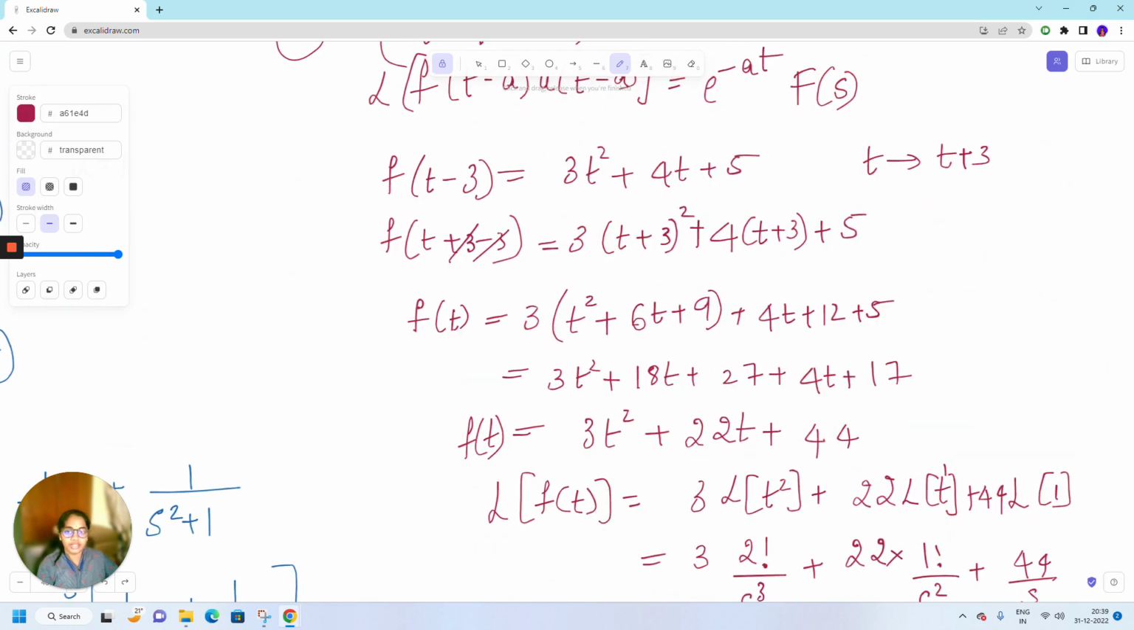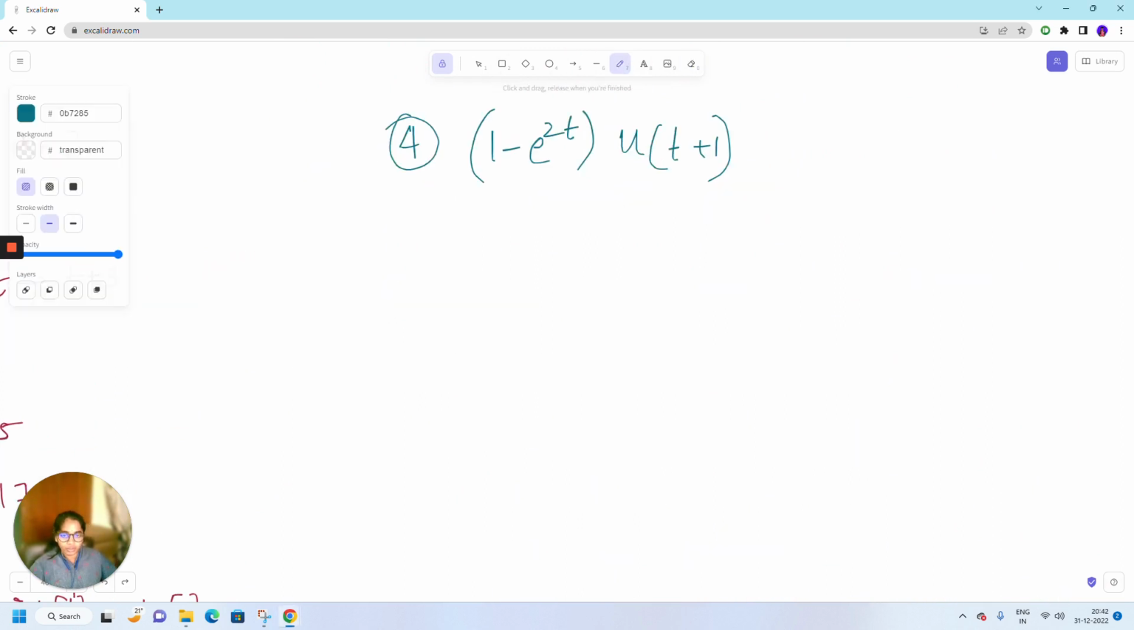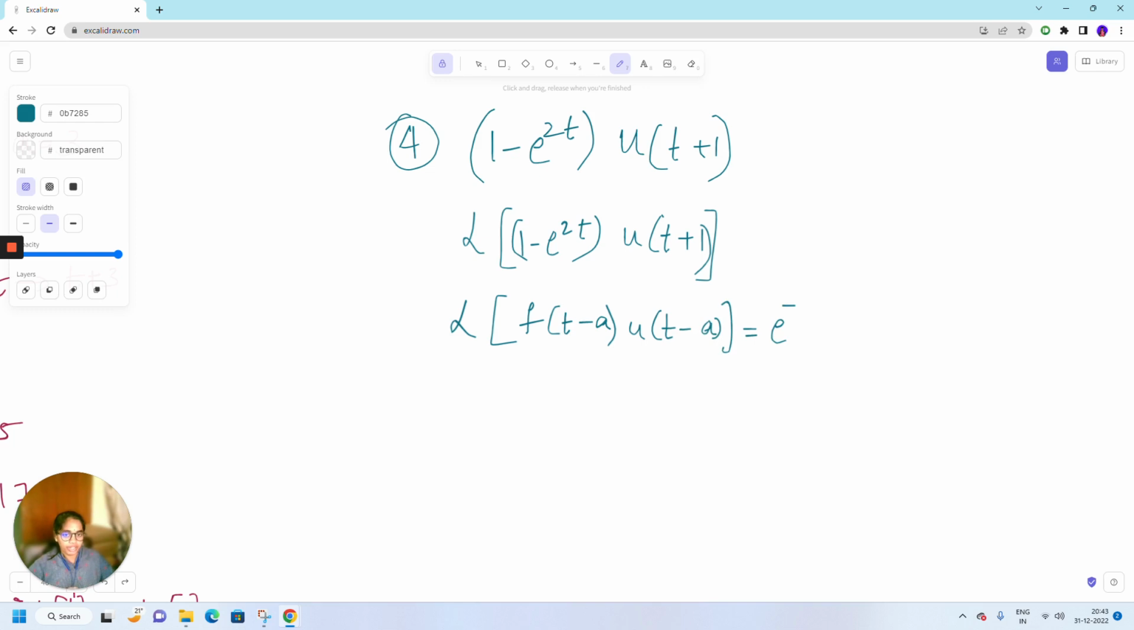Okay, so the next question is find the Laplace transform of 1 minus e power 2t into u of t plus 1. So I would have to find Laplace of that. What is the formula? Laplace of f of t minus a into u of t minus a is equal to what? e power minus as into f of s. What do we have in place of a here? We have u of t minus of minus 1, right? So this is our a. What is the value of a? a is minus 1.